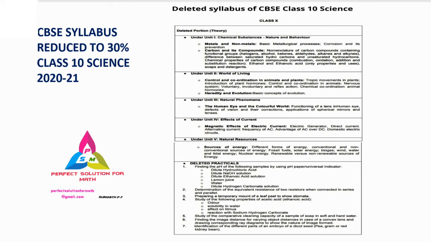Yesterday I brought the same video on the mathematics subject, where 30% of the syllabus was also reduced. So 70% you have to learn. Which are the 70% you have to learn? Which are the 30% they have reduced? In science we will come to know.